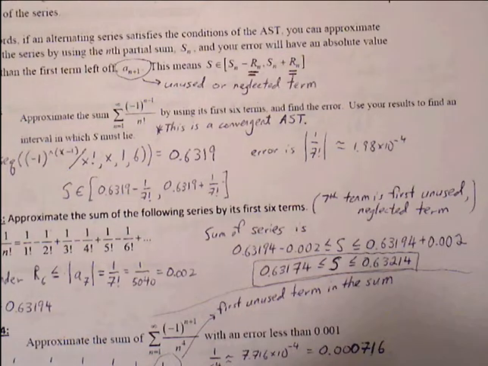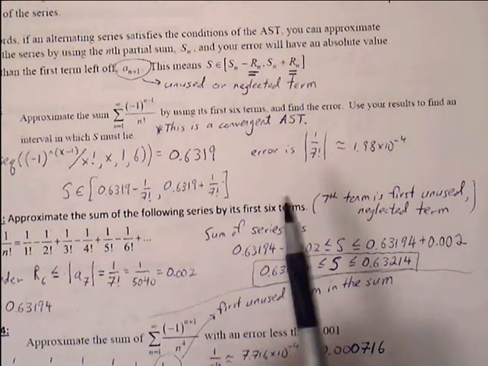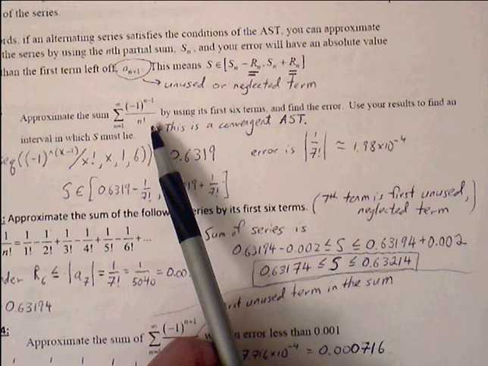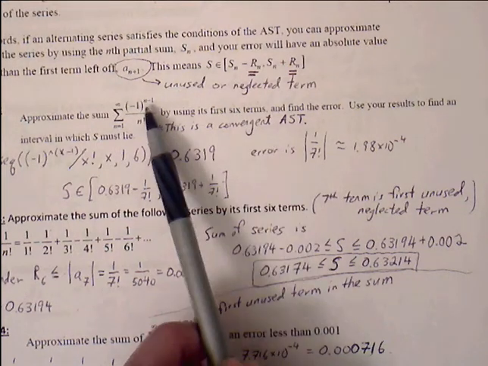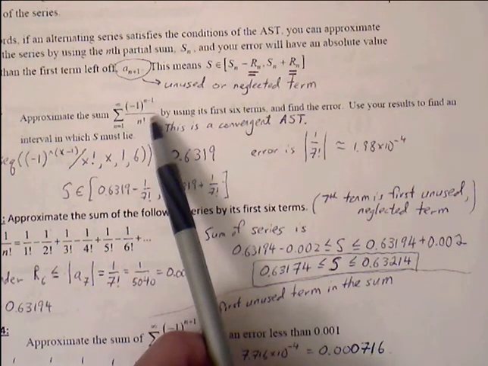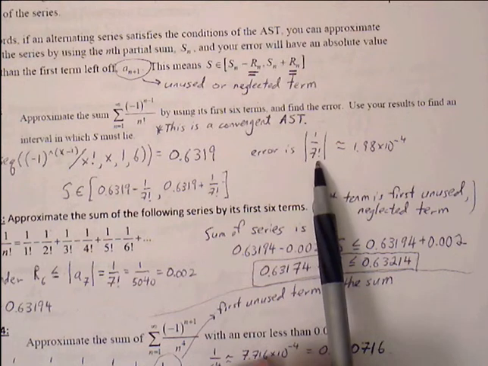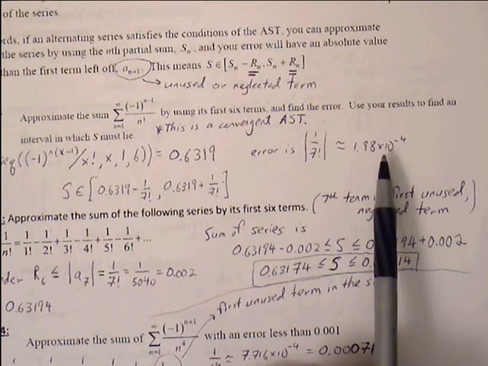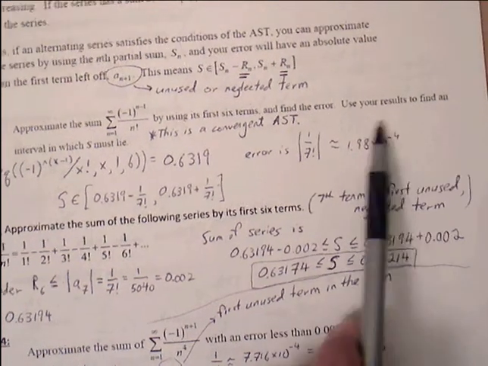because each term is getting closer and closer to the actual sum, and the seventh term will overshoot the actual sum, but the error cannot be any greater than the first unused or neglected term. So the first left off term will be the absolute value of 1 over 7 factorial. And 1 over 7 factorial is 1.98 times 10 to the negative 4. So this will have to be the maximum error.